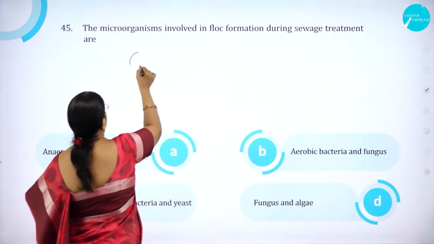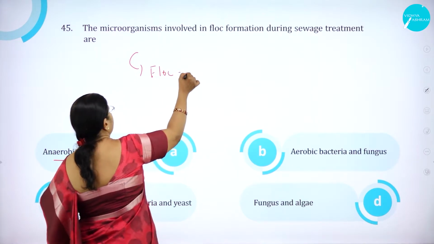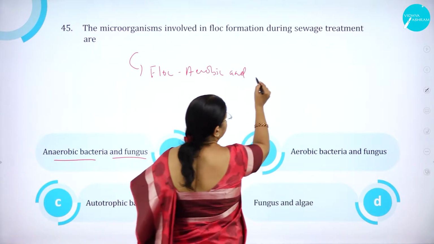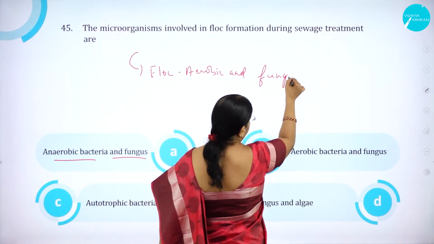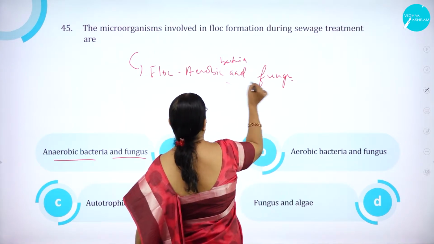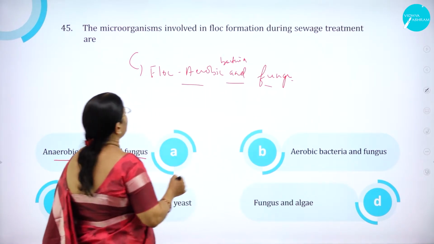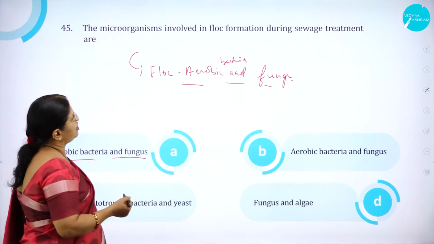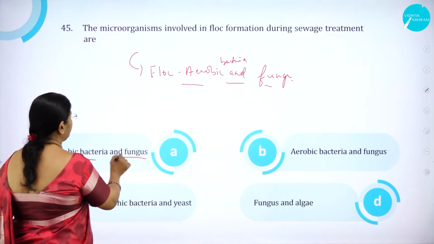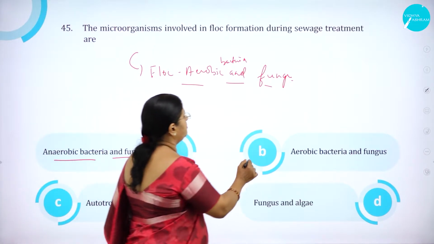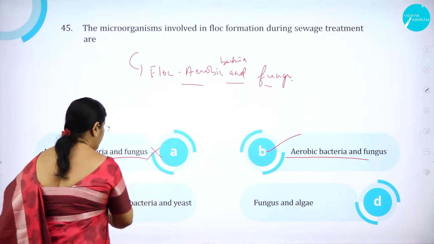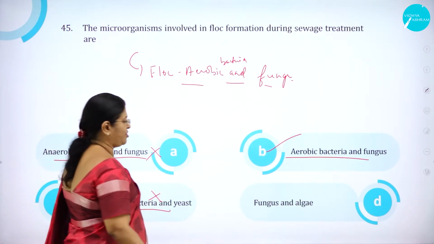Wrong. It is aerobic bacteria and fungus. So the microorganisms involved in flock formation during sewage treatment are aerobic bacteria and fungus. Option A, anaerobic bacteria and fungus, is wrong. B, aerobic bacteria and fungus, correct. Autotrophic bacteria and yeast is wrong.